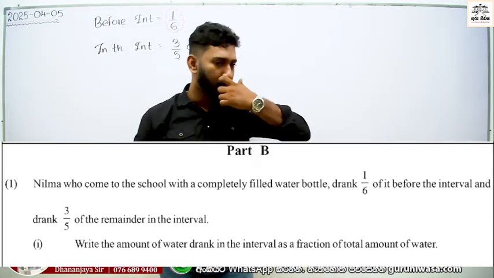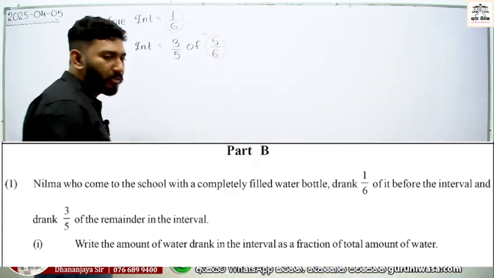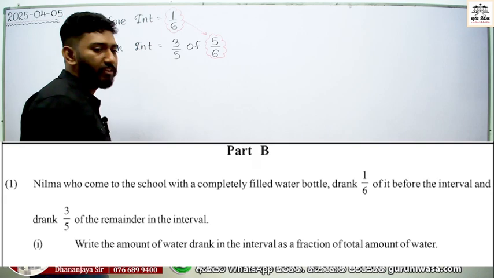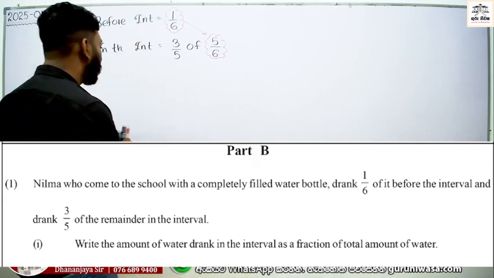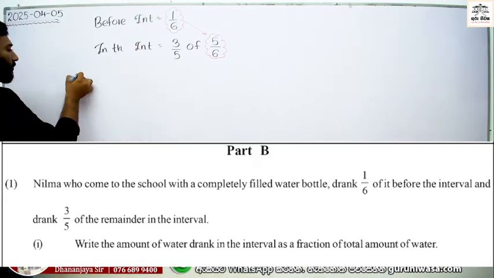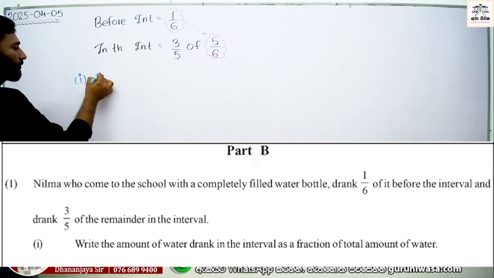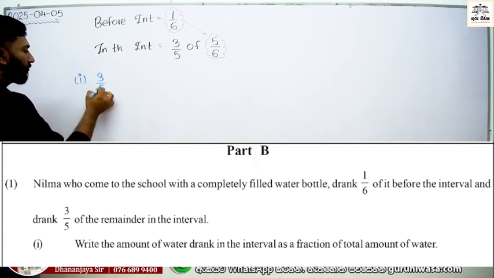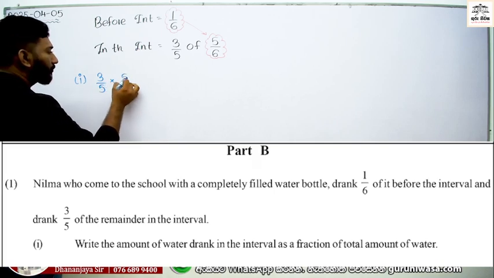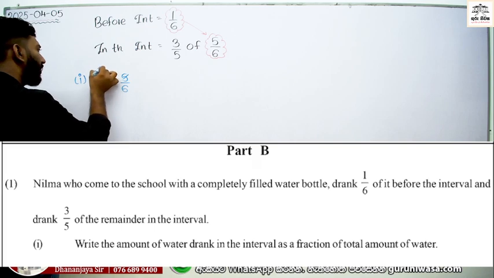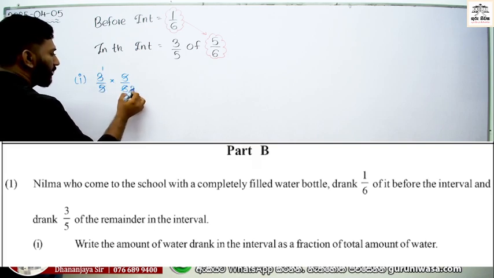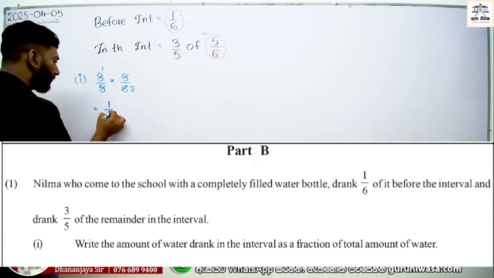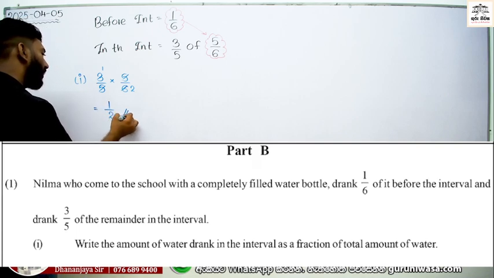Right. හැමෝටම තේරෙනවා. Right. Write the amount of the water drank in the interval as a fraction of the total amount of water. Therefore, answer for the first question becomes 3 over 5 multiplied by 5 over 6. 5 and 5 cancel, and 3 times 1 and 3 times 2. Now it becomes a half. භාගයක් බිව්ව වතුර.